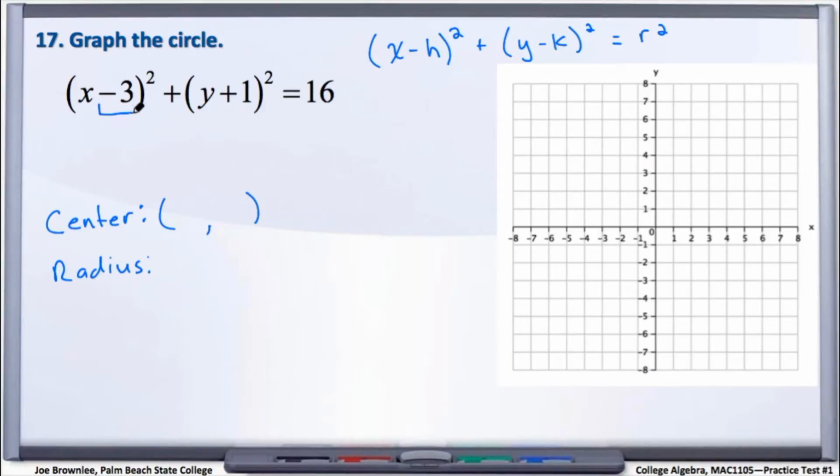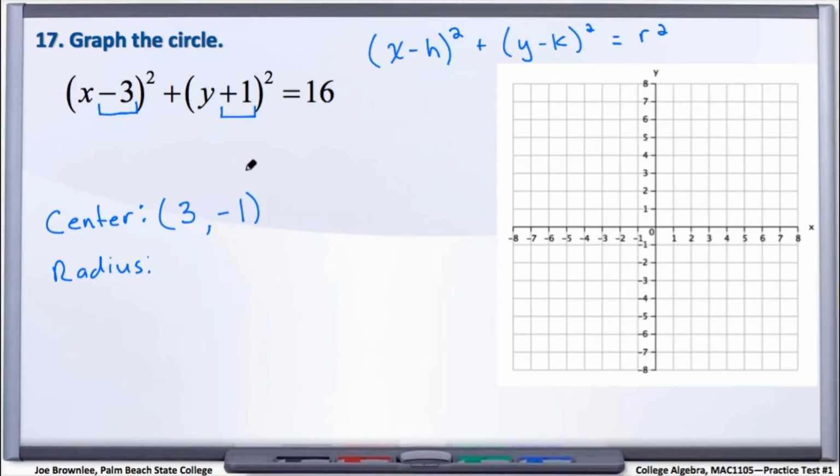Take a look at what we've been given here. We've been given a -3. Well, we're going to take the opposite of a -3, which would be a +3, and that's going to be the x component of the ordered pair for the center. Similarly, with the y, we've been given a +1, which means I need to take the opposite of that, which would be a -1, and that will be the y component of the ordered pair. So our center is (3, -1).